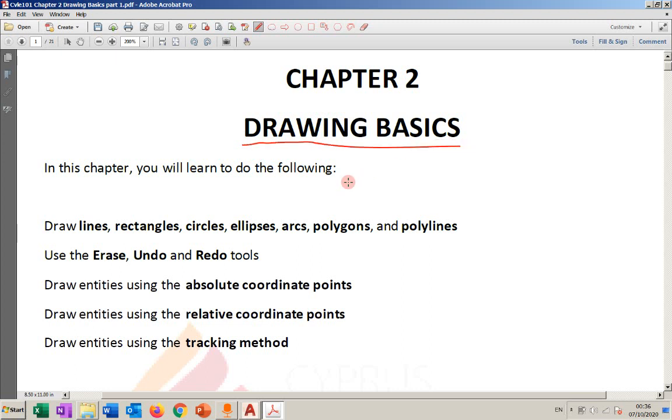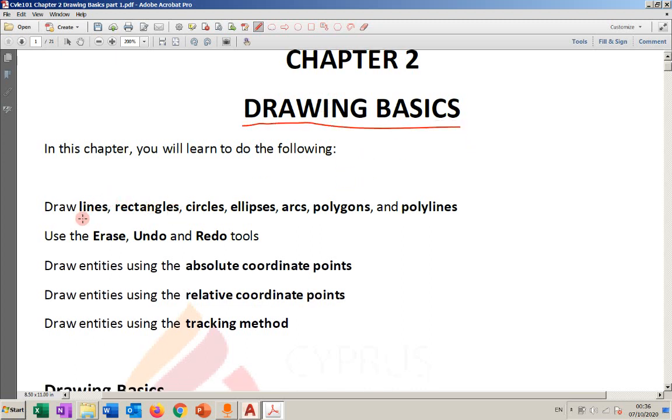Now in chapter 2, we start with the drawing basics. Now we start drawing. In this chapter, basically, we will be learning lines, rectangle, circles, ellipse, arc, polygons, polylines. Those will be the main icons, the commands we'll be learning for drawing. Then we're gonna use erase, undo, redo. We already know how to delete. Erase, basically, is kind of deleting.